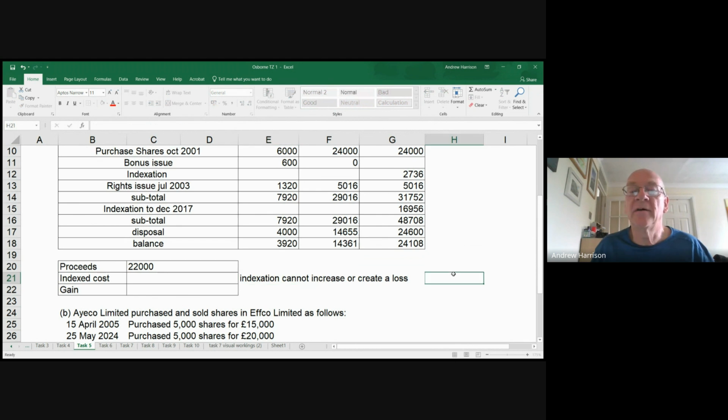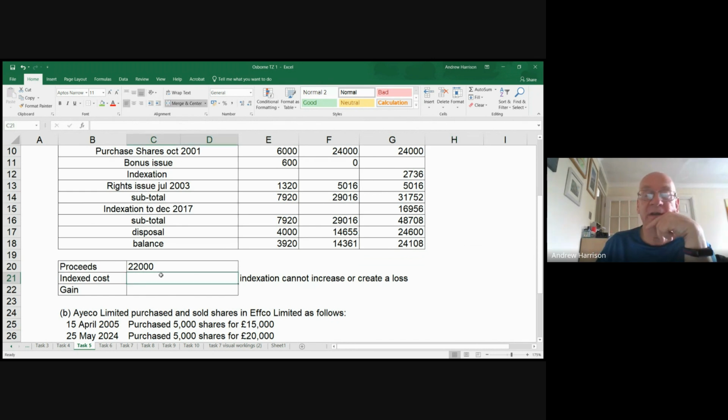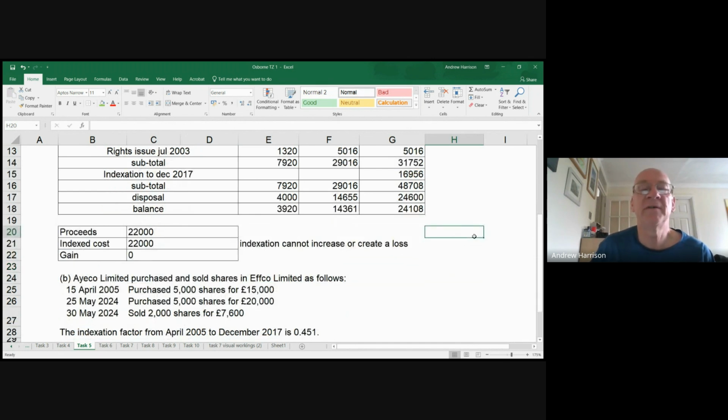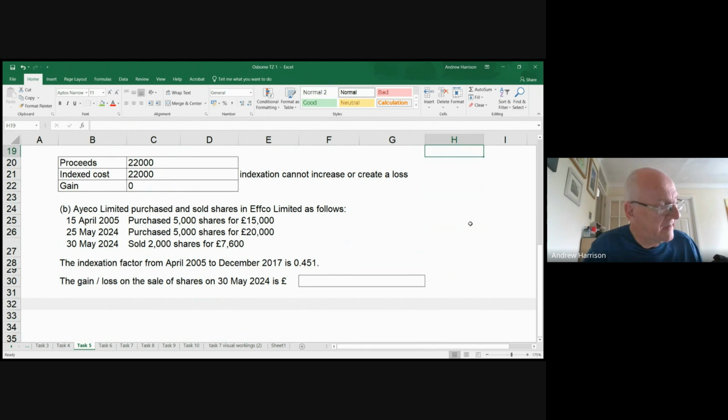is that indexation can't increase or create a loss, which means all we can do is put 22,000 here and have a nil gain. Because if you're taking indexation into consideration, they have made a loss, although in cash terms they haven't. But we can't use the indexation to create a loss that would be carried against further share issues and tax. So they've tested that one.